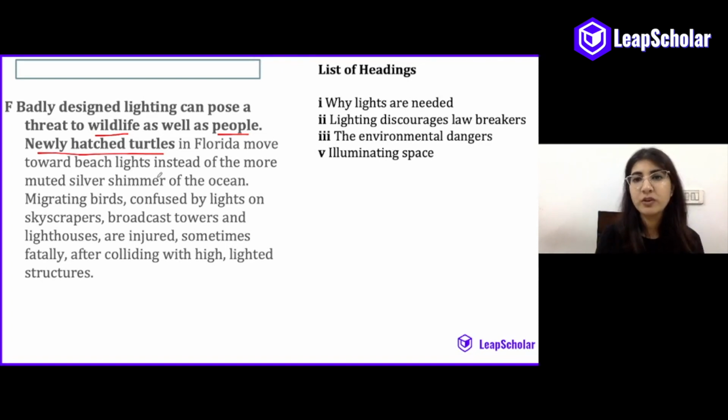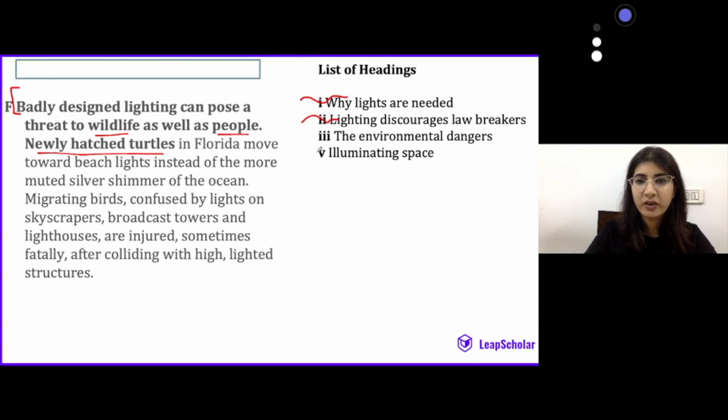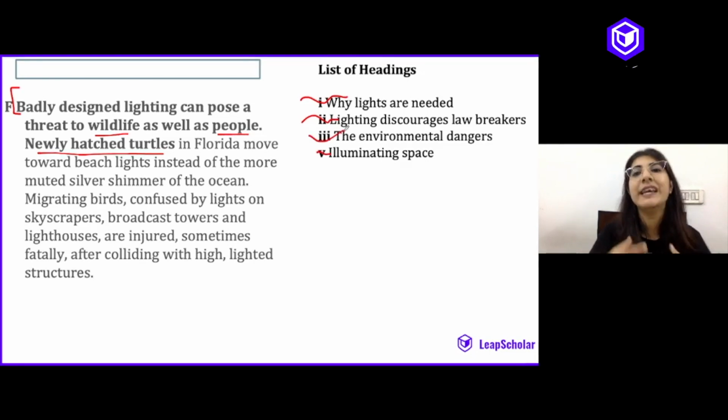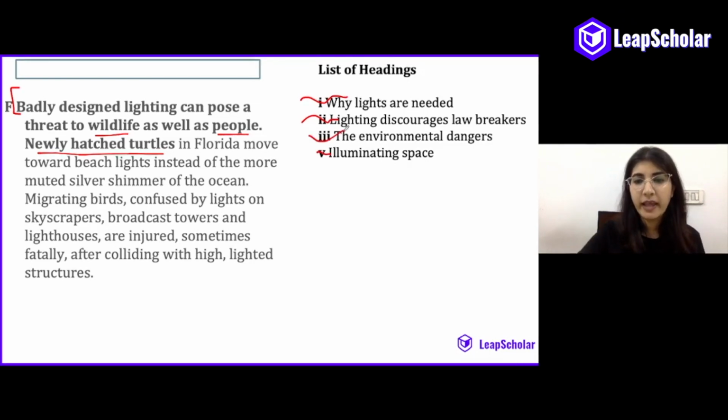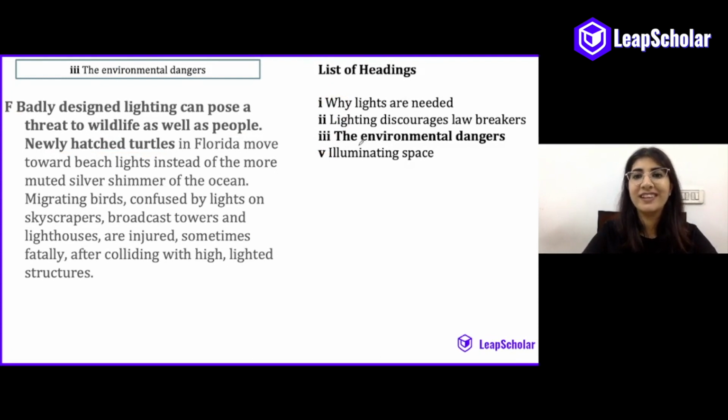So, from the two sentences itself, there are a lot of other examples in the paragraph which definitely verify the answer. But just from the first two sentences, we know that it's talking about the dangers of light on the environment, which means that definitely not this, not this, and not this. So the answer is the environmental dangers of light. And there you go, we have found the last answer, the last heading for the last paragraph.